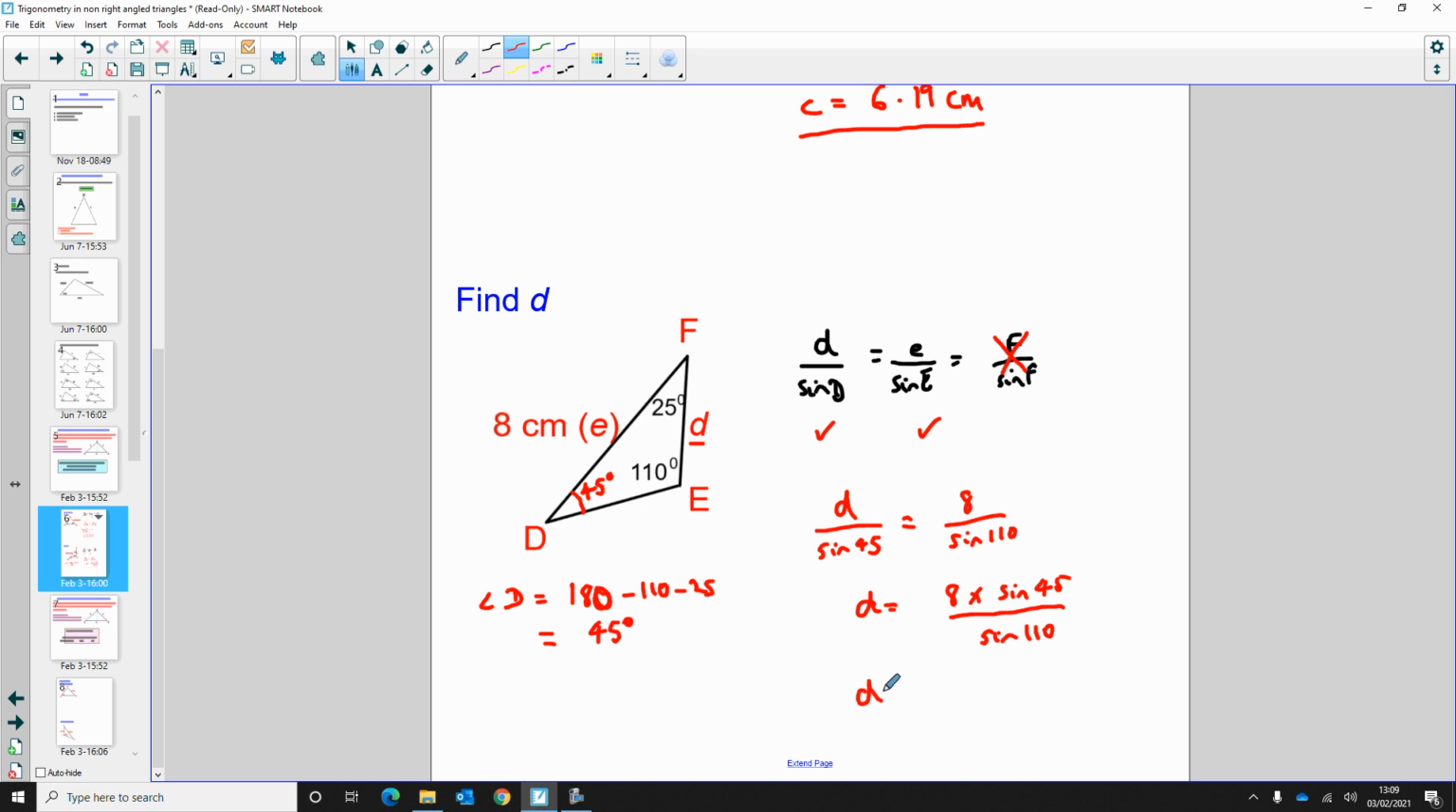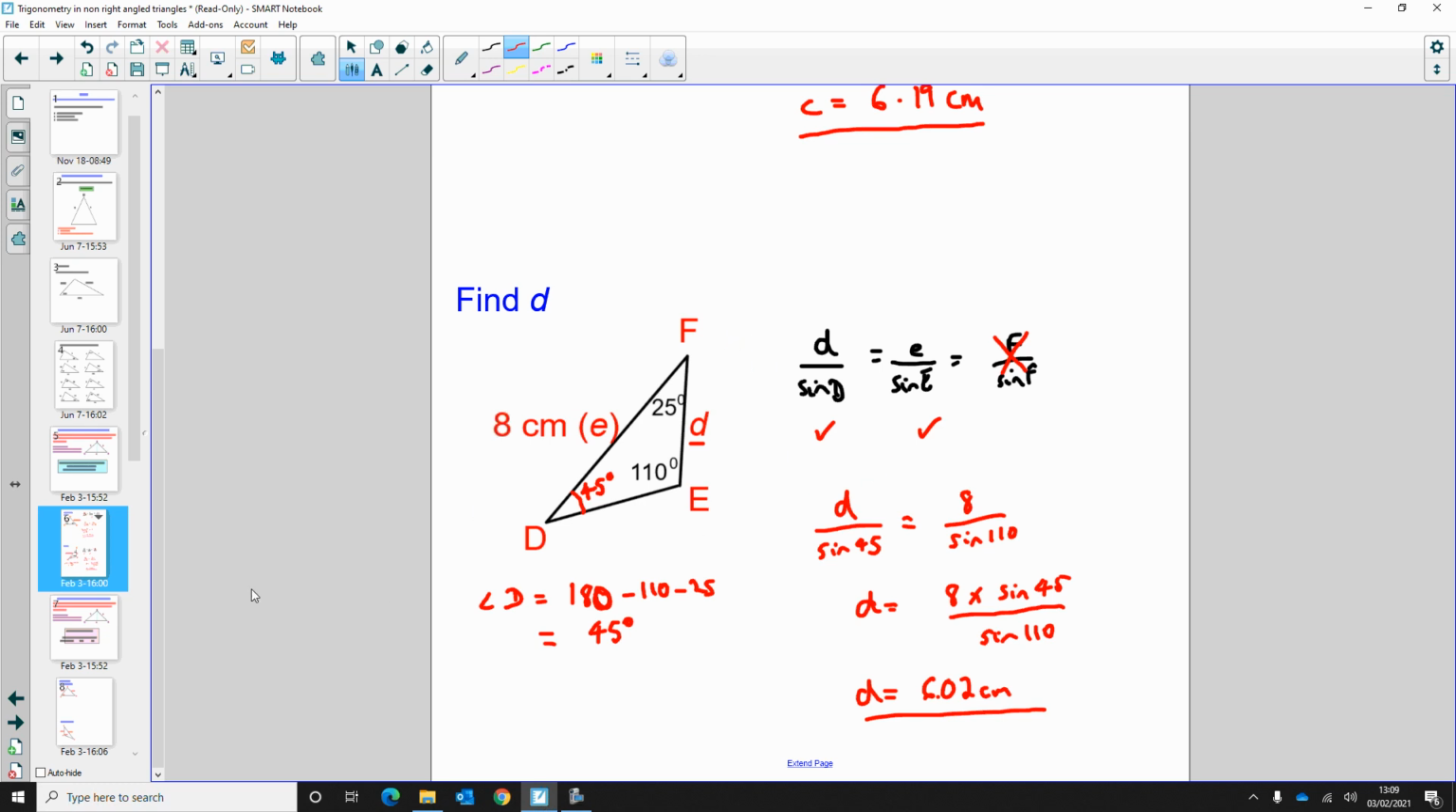And then we need to simply calculate that on our calculator. So 8 times sine 45, and then divide by sine 110. And that gives me 6.02 centimeters. Okay, so that's how we find a missing side using the sine rule.